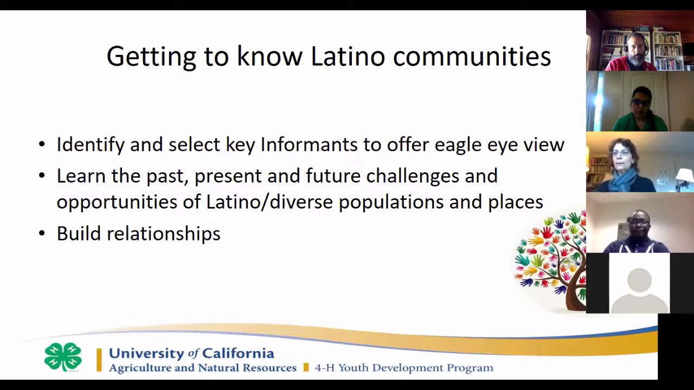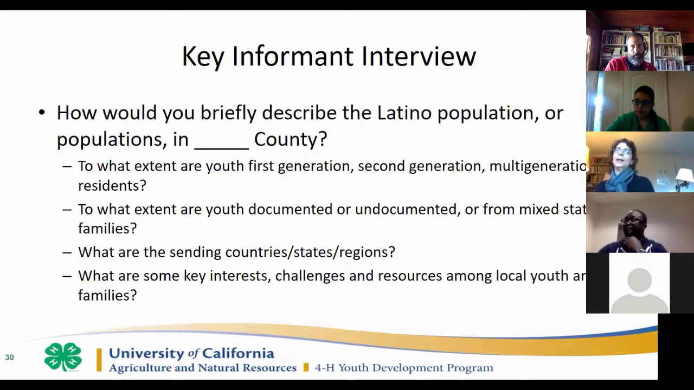When we had these conversations, we used a series of questions, and at the end of the questions, they would ask us questions. Here is a sample of the questions that we used to try to get a sense of the Latino community in our counties. We would first ask them to describe to us the Latino population or populations in, for instance, Santa Clara County, and then in their own words, they would share with us how they would describe it.